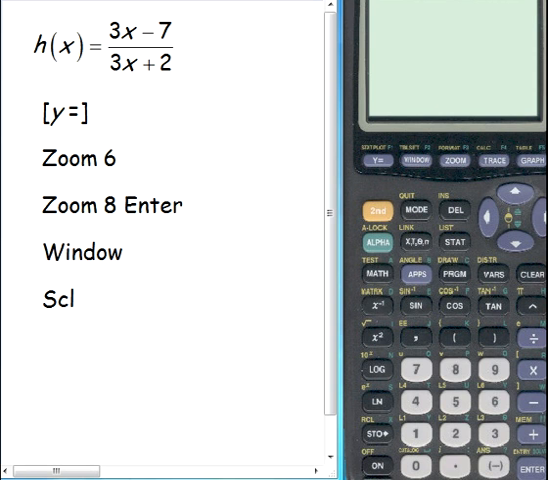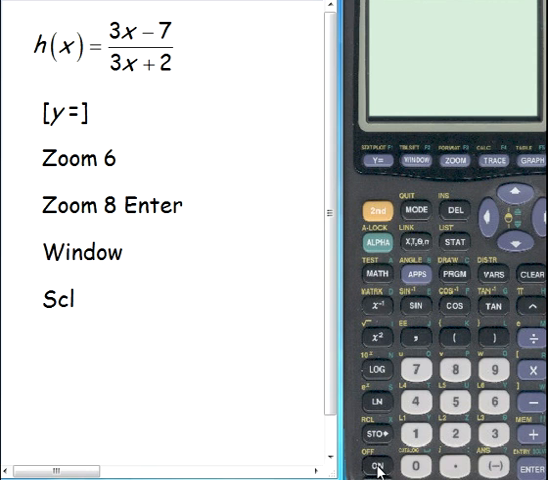We're going to look at graphing functions in order to help us find the domain and range. The first function we'll look at is h of x equals the difference of 3x and 7 divided by the sum of 3x and 2. We will be using the y equals key for entering the function.